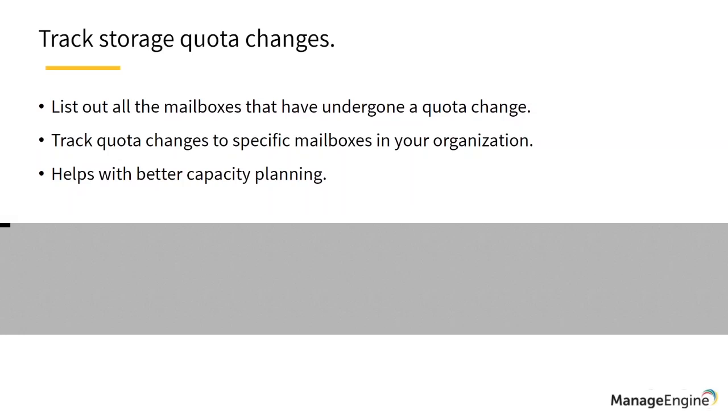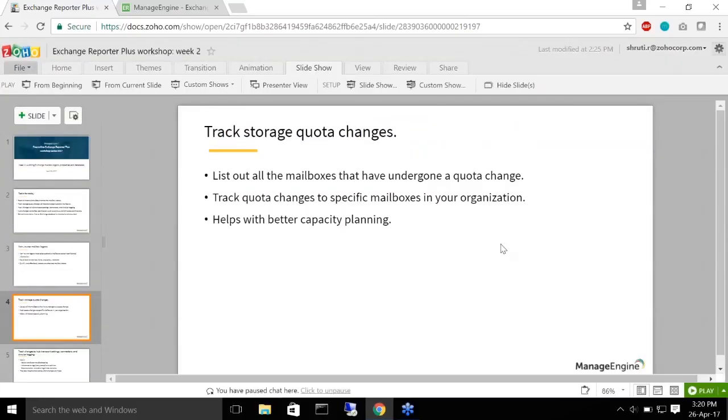The first task is going to list out storage quota changes for all the mailboxes, and I'm going to customize it only for important mailboxes. I want it to be run only for the important mailboxes. So I'll customize it so that it's run for specific mailboxes in my organization. So that's what we're going to do right now. So let's switch to the product screen.